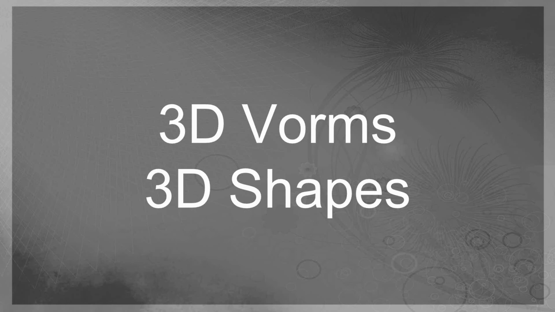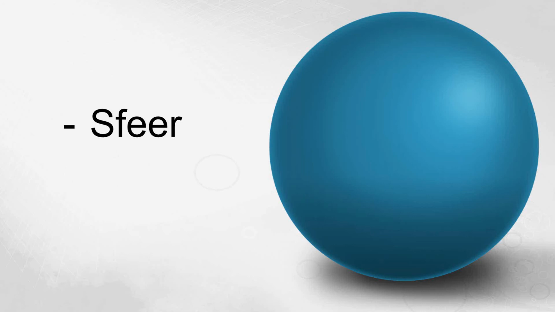3D vorms, 3D shapes. Sphere. Keel. And note that without the umlaut on the E, the word will mean throat. My keel, my throat. But with the umlaut, it will mean cone.